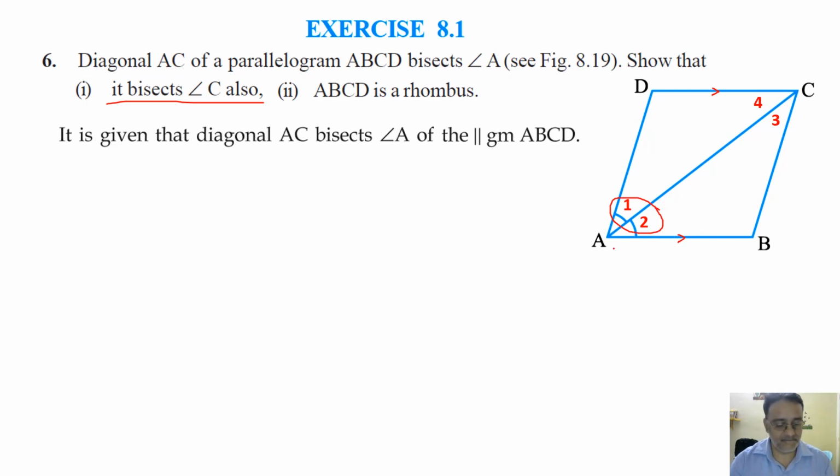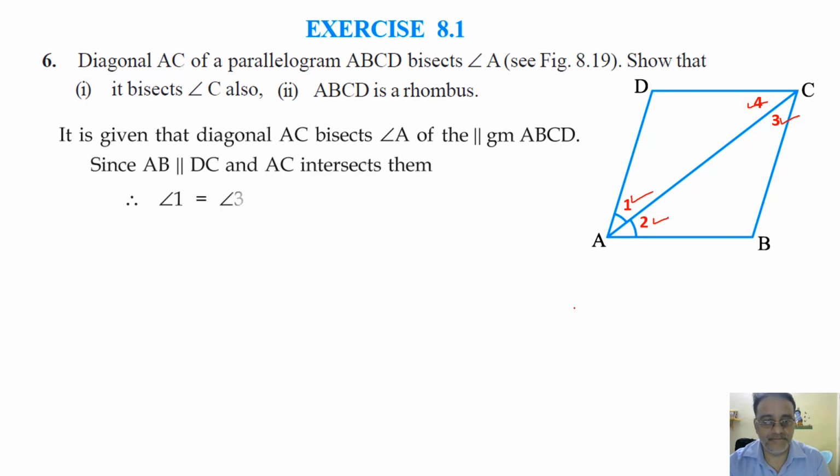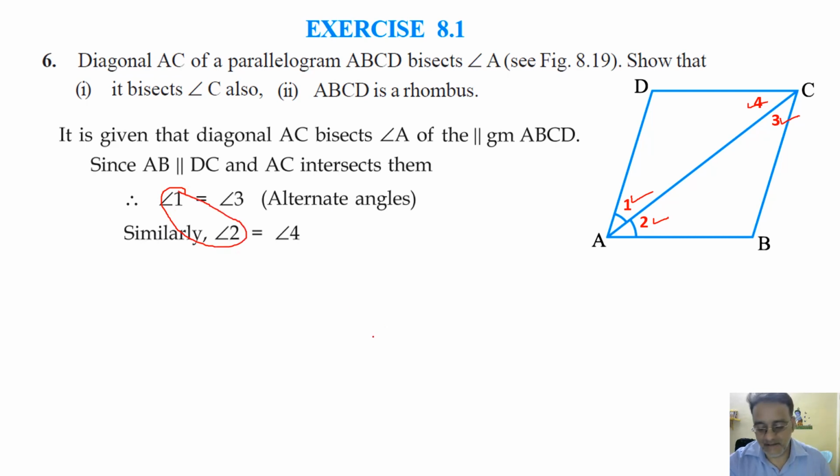Clear है? But what is given? ABCD is a parallelogram. So can we say that angle 1 is equals to angle 3? Why? Alternate interior angle. Very good. Similarly, angle 2 is equals to angle 4. Okay, but angle 1 is equals to angle 2. Why? Given. Yes, AC bisects angle A, right?